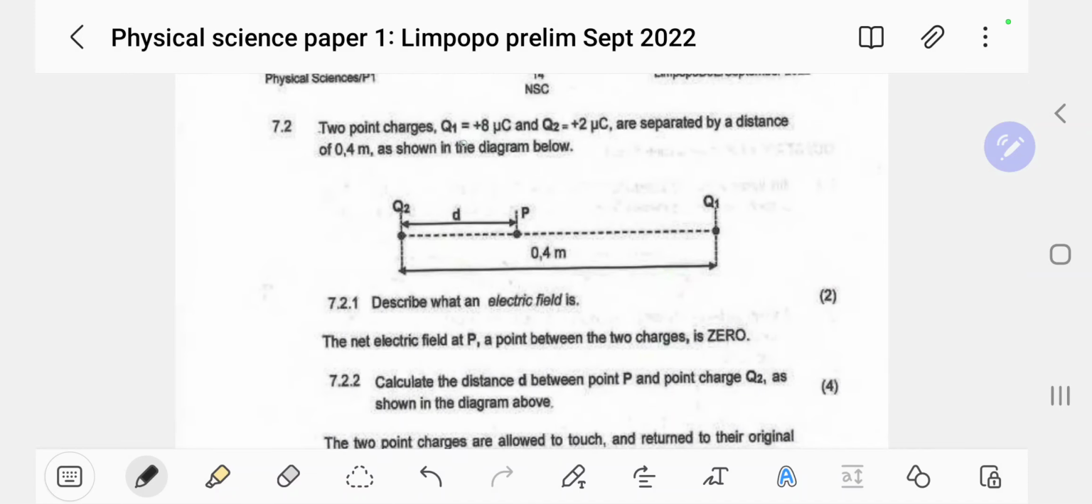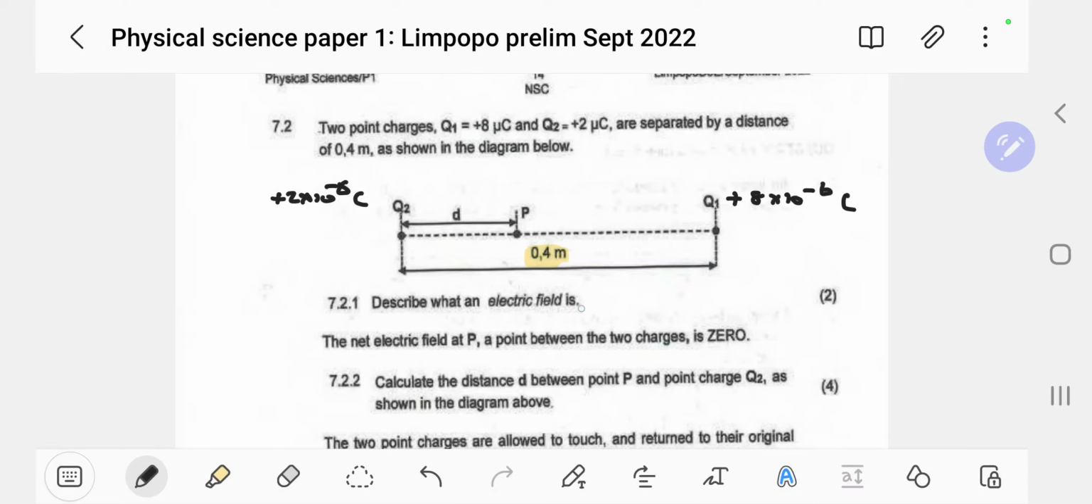Quickly, 2-point charges Q1, which is plus 8 microcoulombs, so this is 8 times 10 to the minus 6 coulombs. And then Q2 is plus 2 times 10 to the minus 6 coulombs. They are separated by a distance of 0.4 meters as shown. Okay, fine. We can see that. And then there's that point P, which we don't know about. Okay, let's forget about it.